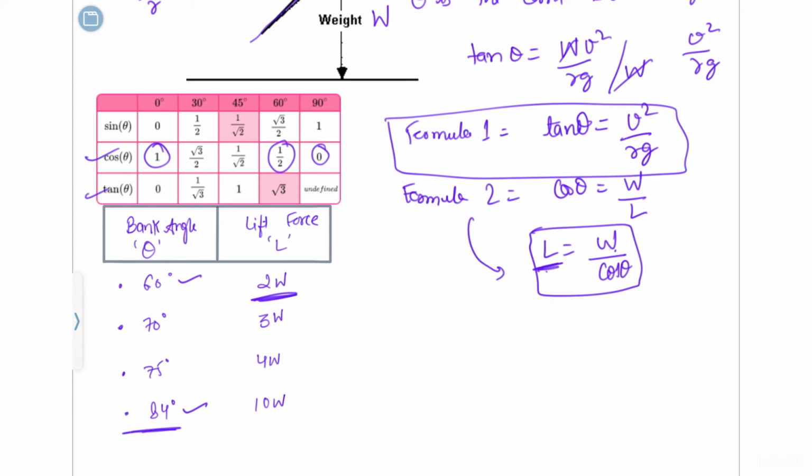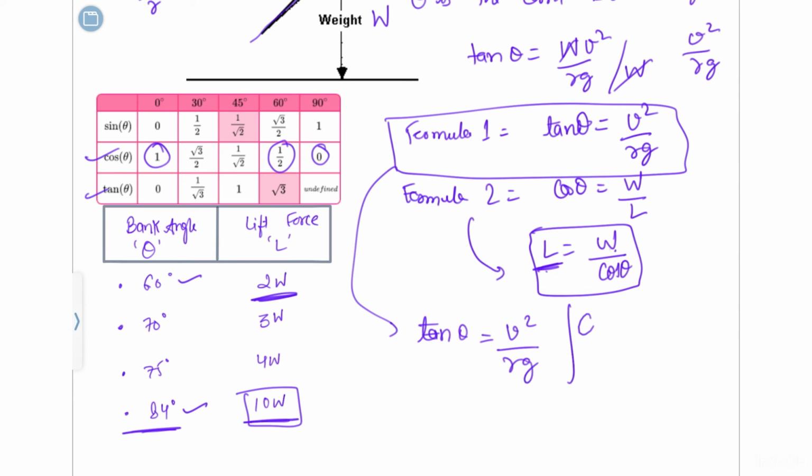And at 85 degree banking angle, the lift required is approximately 10 times the weight. So it is very important to understand what is the maximum bank the aircraft can do, which the structure can support to generate that much lift. Because with lift 10 times the weight required, the structure might fail. So this is one important parameter. And second is formula 1, which is tan theta is equal to V square by Rg.